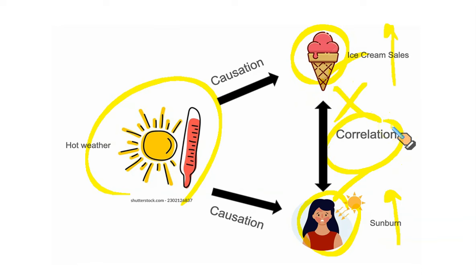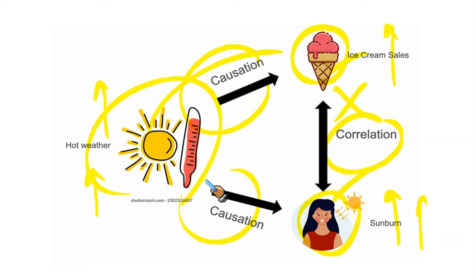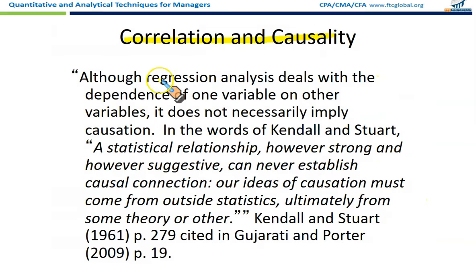And what is the cause, by the way? The cause is hot weather. Ice cream sales go up when it's hot, and there are more sunburns when the weather is hot. So the causation may be hidden. We may have to think about other reasons and theories that might explain why the ice cream and sunburns are correlated. So this is causation. And correlation is when two variables move together either in the same direction or in the opposite direction. So although regression analysis deals with the dependence of one variable, in our case earnings, on other variables like years of studies at a university, it does not necessarily imply causation.